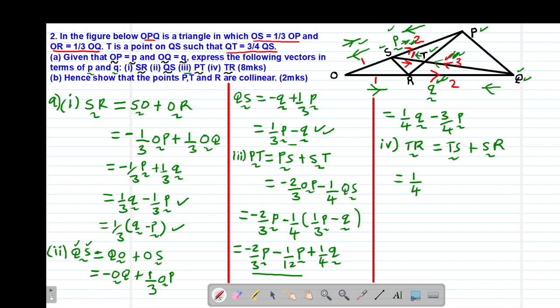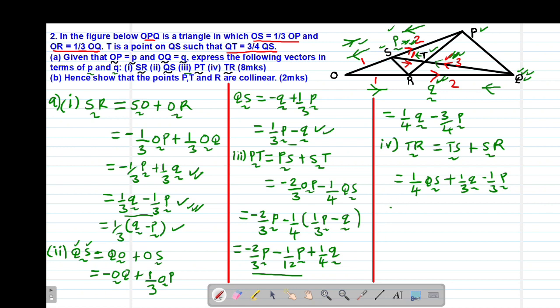Then they are moving in the same direction as the original vector, which was qs. So this will be positive 1 over 4 of vector qs. Then we'll add sr. We already have sr from Roman 1 here, which was the simplified one. So our sr was a third of q, then minus a third of p. So this was a third q, then minus a third p, correct?